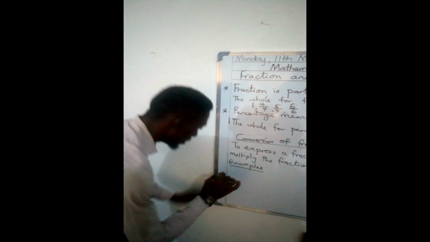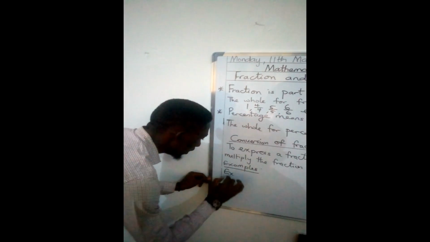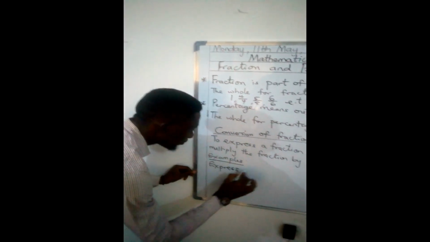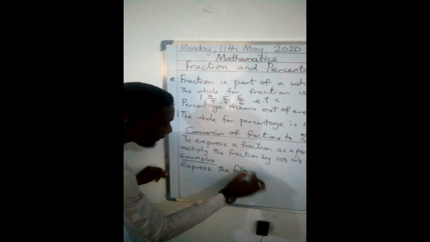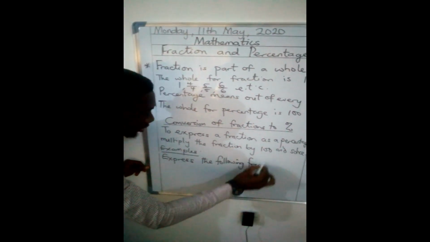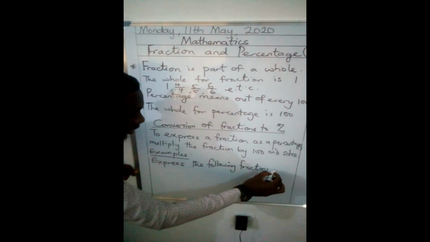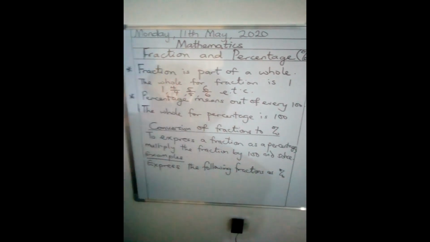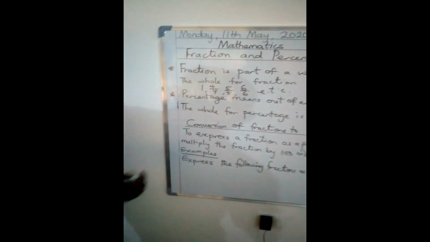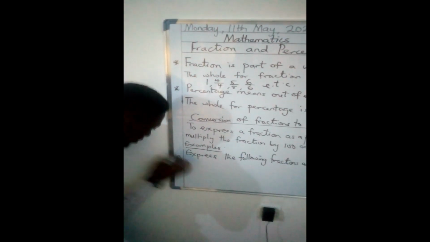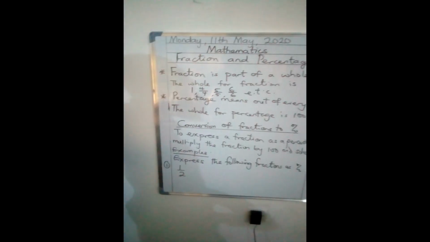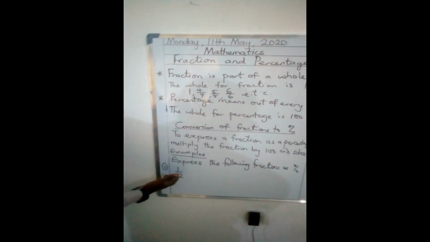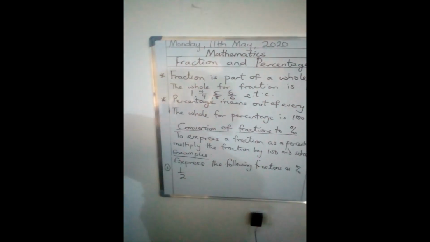So example, the instruction says, express the following fractions as percentage. Express the following fraction as percentage. So number 1, let's say 1 over 2, which is a fraction. So we are to express 1 over 2 as a percentage.